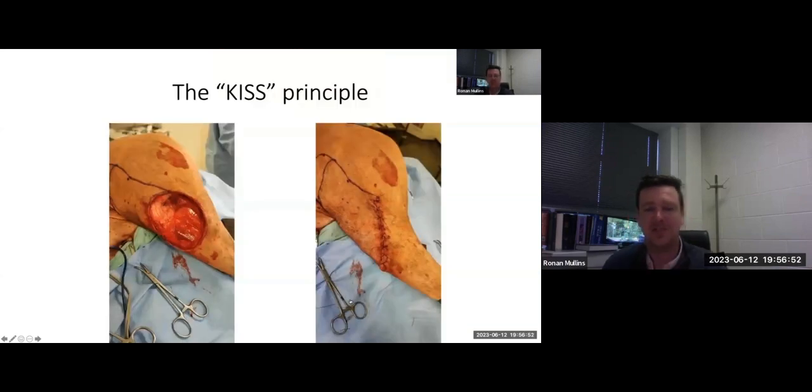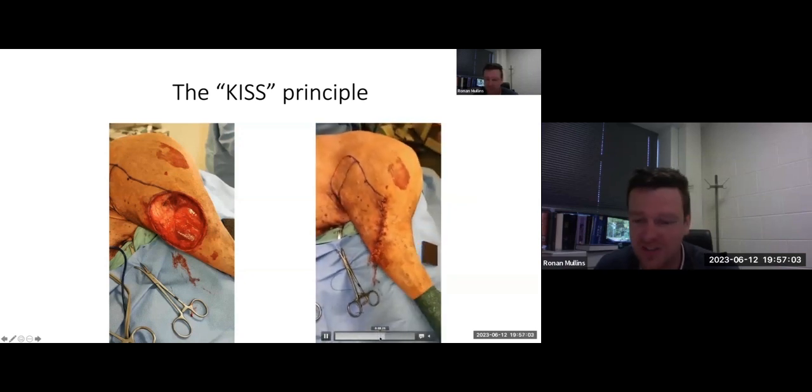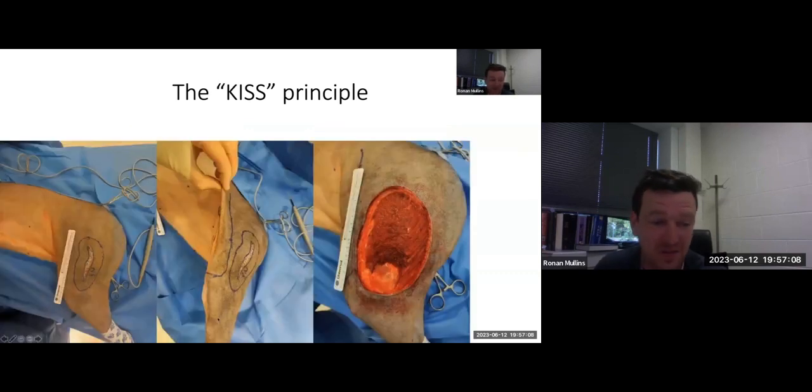So coming back to the KISS principle, in this case, you can see we're all ready for that flap, and in the end, we were able to achieve primary closure. And I would usually put the leg through a range of motion and just make sure that there's absolutely no important tension on that. And that happens on several occasions.